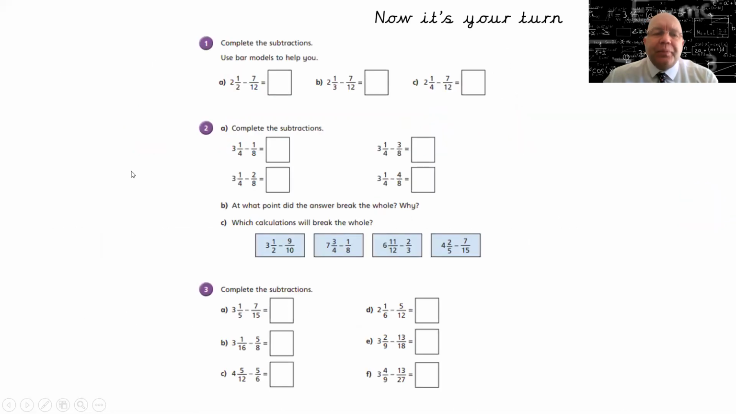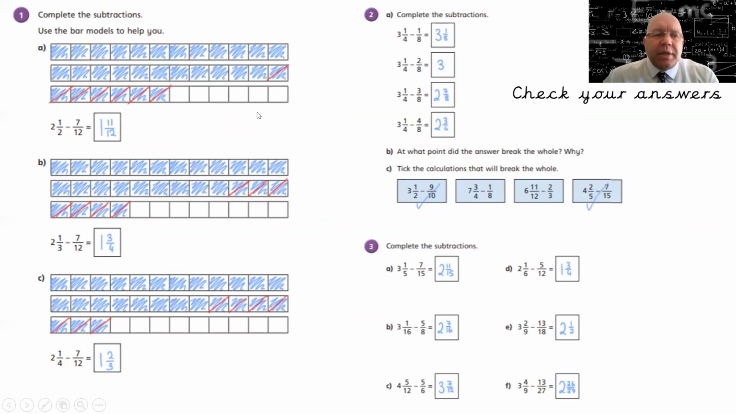Right, your turn. Pause the video, have a go at these 3 questions. Right, here are your answers. If you've used the bar models, then take a look to see if yours match. If you've just done it as a straight calculation, your answer should be 1 and 11/12, 1 and 3/4, 1 and 2/3. Okay, those are the simplified answers.